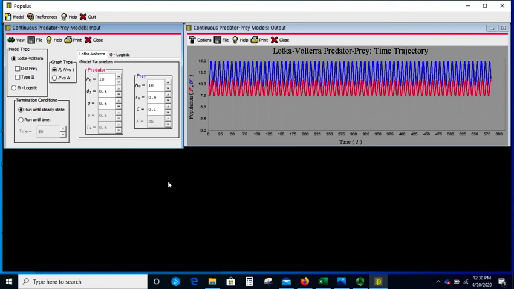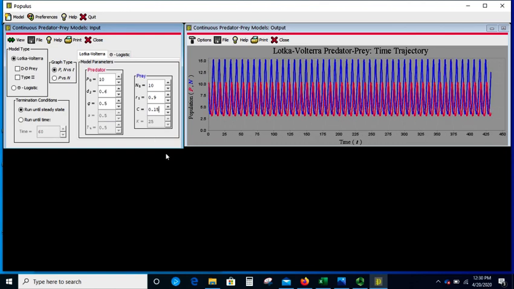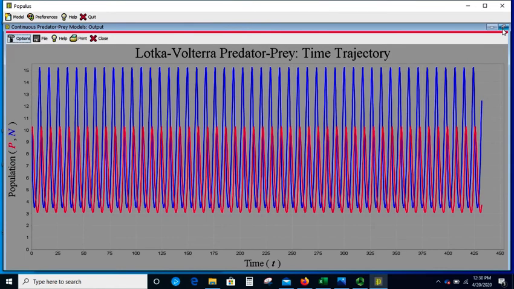Now what I'm going to do is increase the predator's efficiency, which is this variable C. So I'm going to increase this to 0.15. And then just note the changes in the amplitude. And again, we're graphing the population size of the predator, which is P, and the prey, which is N, over time.